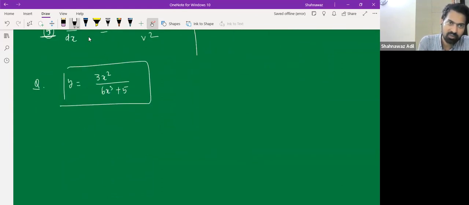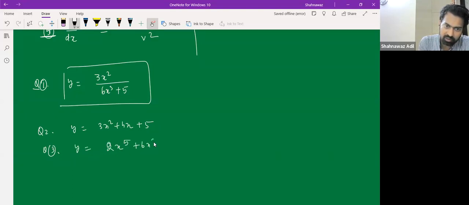So let me give you guys some questions before we end the club. So this is 1, and let's say y is 3x square plus 4x plus 5, and y is equal to 2x to the power 5 plus 6x square divided by 2x cube plus 7x.